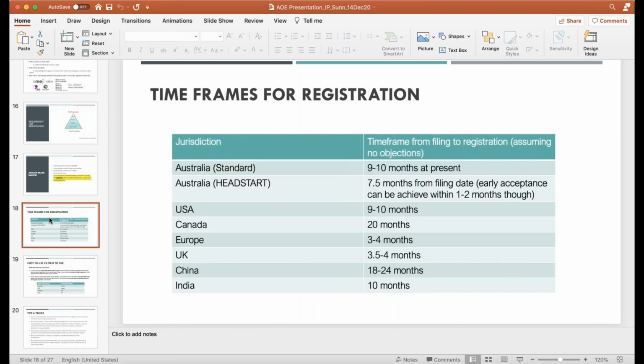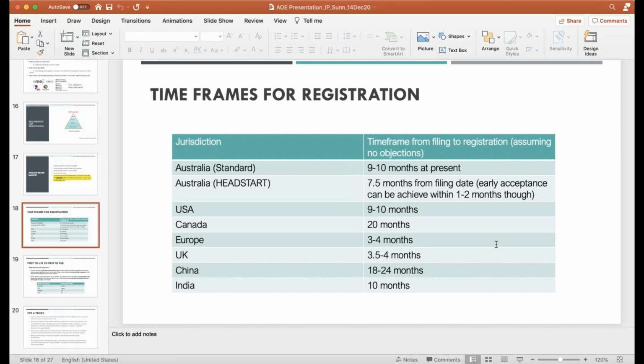Okay, so in terms of the times for registration, it's very varied. Depending on where you're looking, it can be anywhere between 3 months, if you're looking at a European or German mark, which is probably the quickest, to up to about 24 months for China, depending on their examination at the time. So it's ridiculously inconsistent across the various jurisdictions.